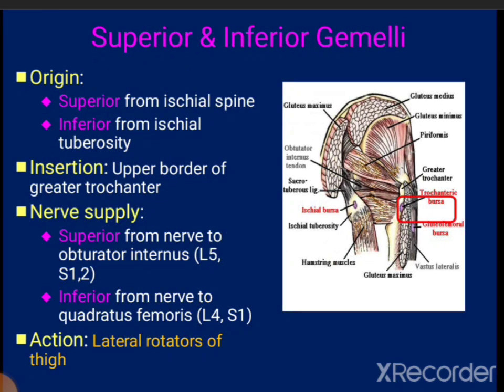Then superior and inferior gemelli. The superior gemelli arises from the ischial spine, and the inferior gemelli arises from the inferior part of the ischial tuberosity. Then inserted on the upper border of the greater trochanter. Nerve supply, superior is supplied by the nerve to obturator internus, and inferior is supplied by the nerve to quadratus femoris. Action is lateral rotation of the thigh.